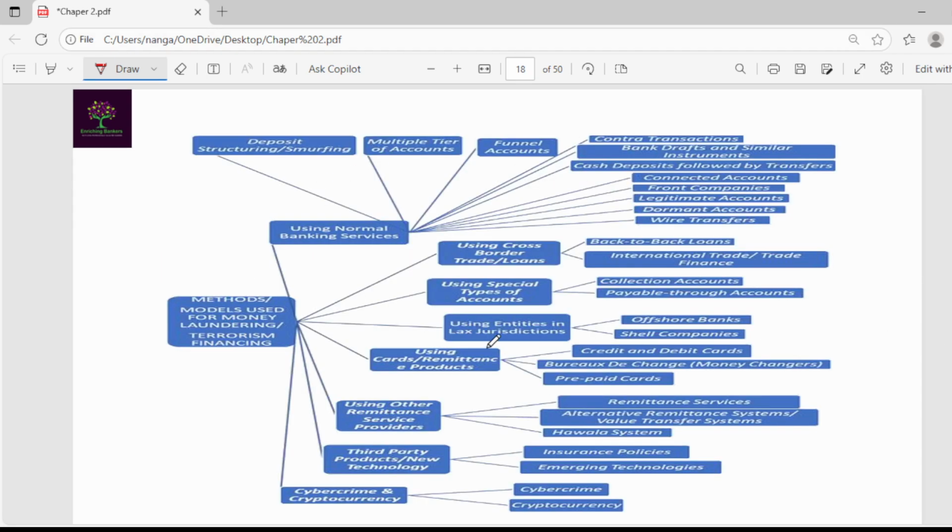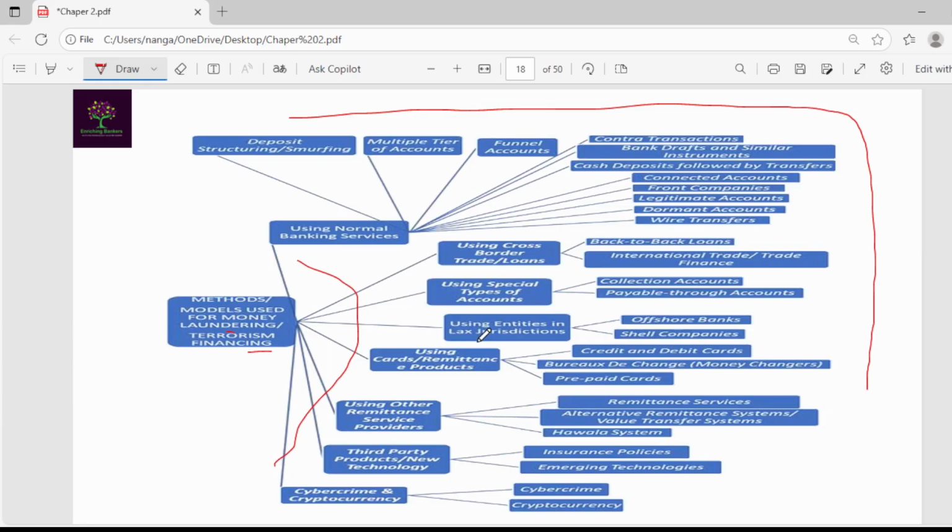This picture shows various techniques or modes or models or methods used for money laundering or terrorism financing. So these all are the methods or models or techniques used for money laundering or terrorism financing. These 8 are the services, various services. So all these methods are classified under these 8 services.